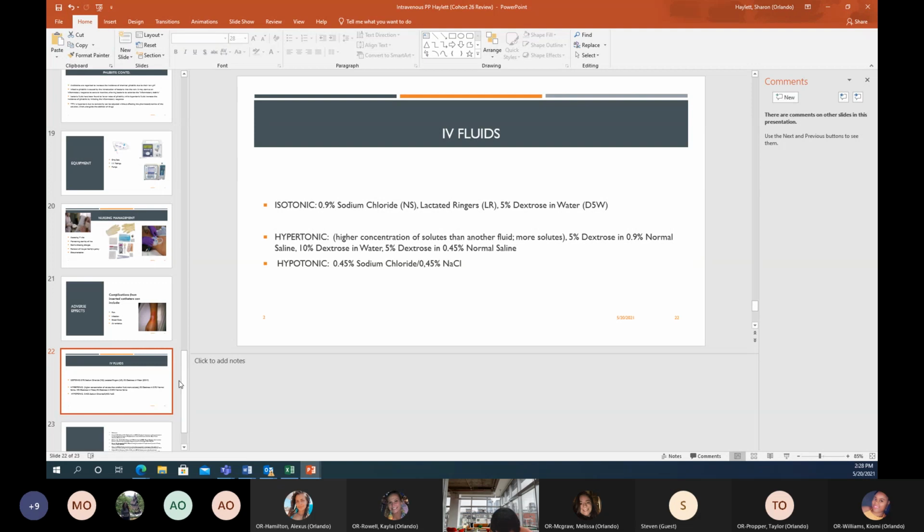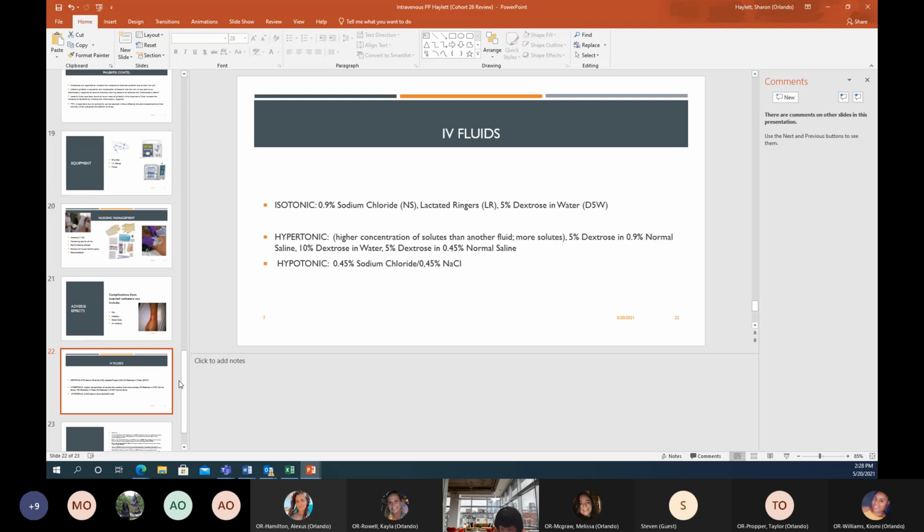Okay. What about blood? You guys learned about blood already, right? Blood transfusion. Blood transfusion, yes. So when you're giving a blood transfusion, what is the most commonly given blood? O positive. No, I'm sorry, not the group. Packed red blood cells. Yes, packed red blood cells, the most commonly used blood product.